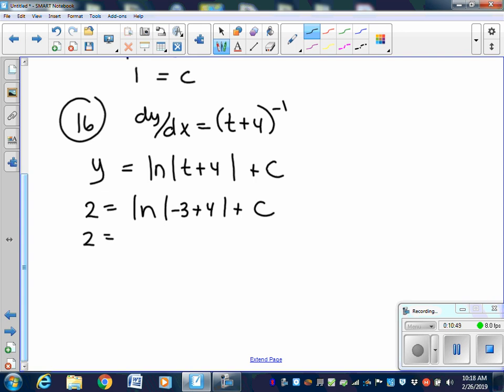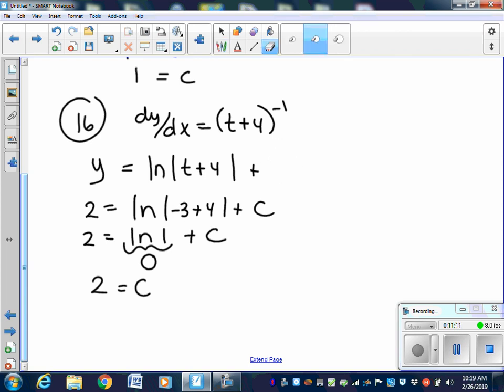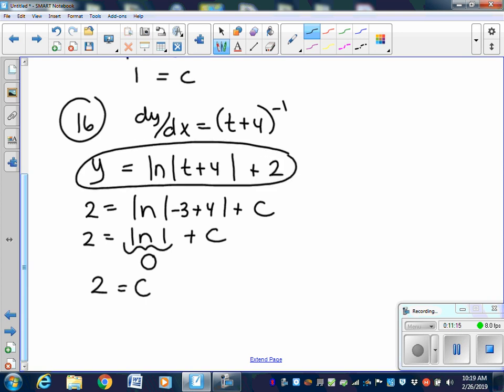And you get 2 equals the natural log of 1, because negative 3 plus 4 is 1, and the absolute value of 1 is 1, plus c. The natural log of 1 on your calculator is 0, so c equals 2. You could plug it into any basic calculator and see that the natural log of 1 is 0. Again, save some time on the test. Take the c, erase it, put a 2 in there, circle it up there, and you're done with number 6.